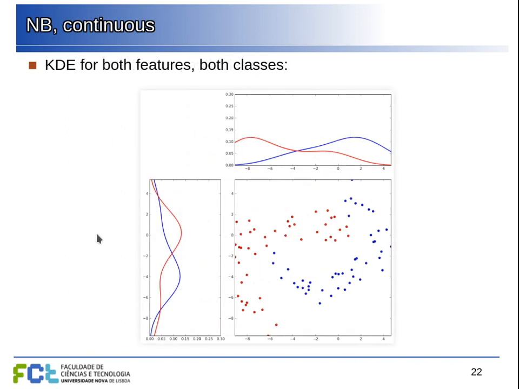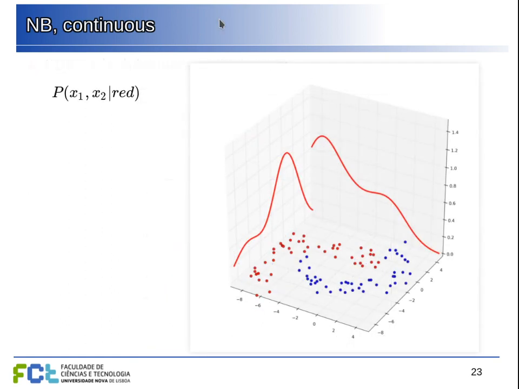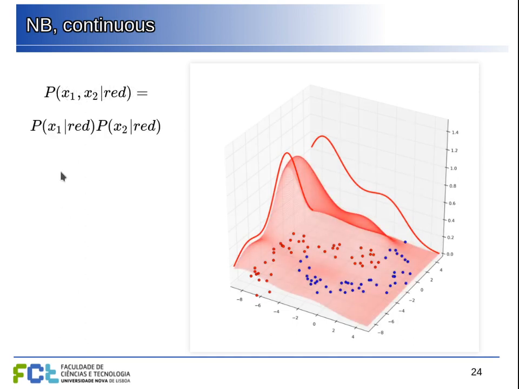And now we can do the same thing for the other feature, which is the vertical coordinate here. And we have again the distribution of this feature for the red class and for the blue class. And now, since we are assuming conditional independence, we can assume that the joint probability of these features in the red class is simply the product of the distribution of feature 1 and feature 2. We don't have to worry about all the combinations. We just multiply these conditional probabilities.